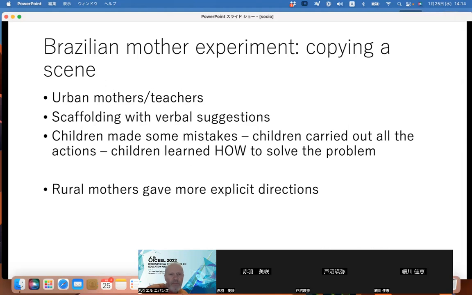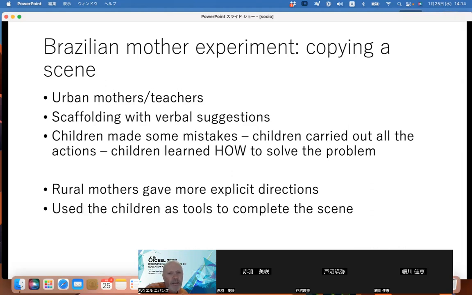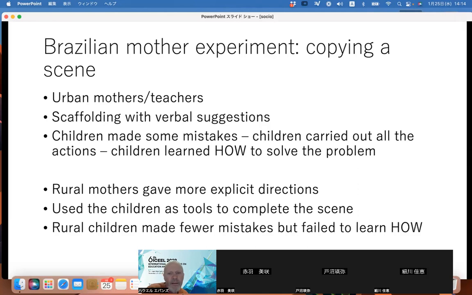And that was compared with rural mothers. In the countryside, the rural mothers gave more explicit directions. And it was almost as if the mothers were using the children as tools. So you actually see that the children became tools to complete the scene. And the idea was the rural children didn't make many mistakes.